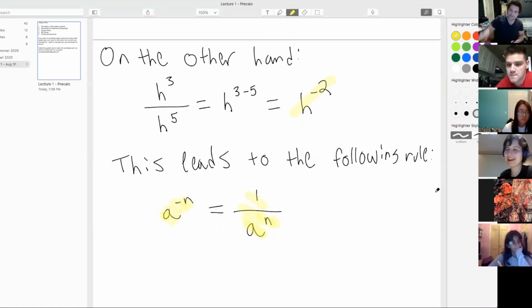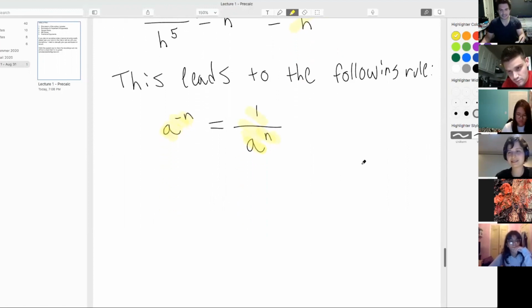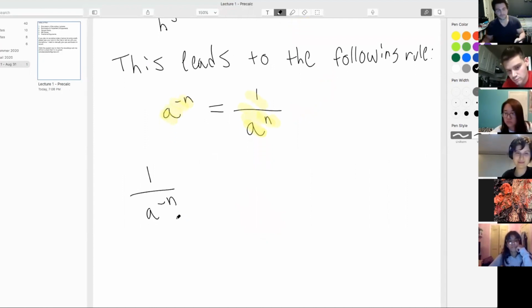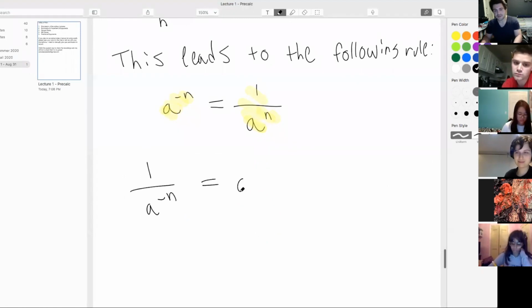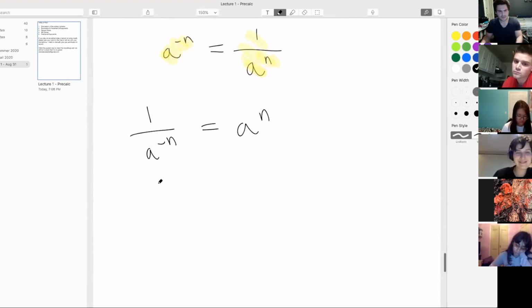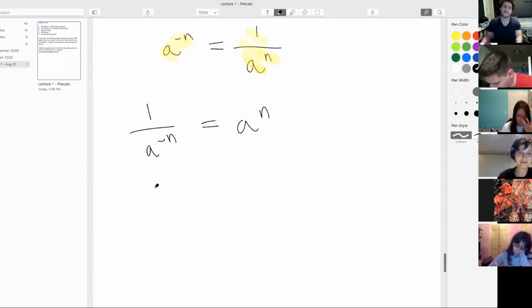Yeah, sorry, I keep asking questions. But if there's a negative exponent in the denominator, does it turn again? Great question. Yes. So what she's asking is, what if I have 1 over a to the negative n? What is that? Well, this is actually just going to be a to the positive n. Okay, and you can show this.